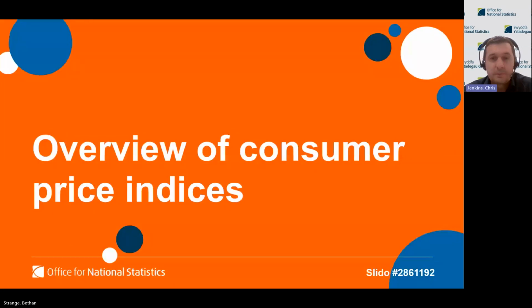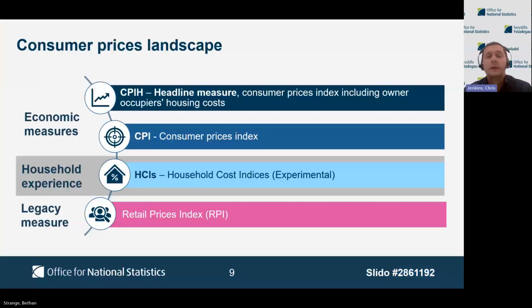Next slide, please. So now I'm just going to give an overview of what consumer prices are and how we produce them. As I said, today we're going to focus on consumer inflation. At the ONS, we don't produce one index. We produce a suite of indices as set out in our consumer prices landscape. We have our headline measures of consumer inflation, which are produced to economic principles. These are the Consumer Prices Index, including owner-occupier housing costs, or CPIH, and the Consumer Prices Index, or the CPI.